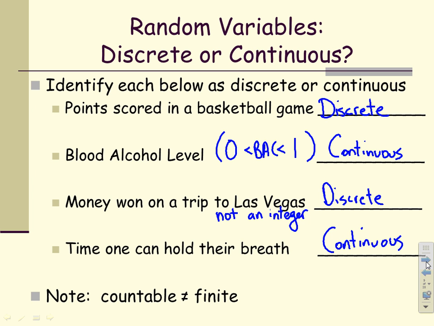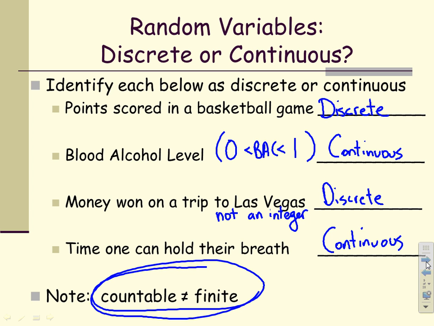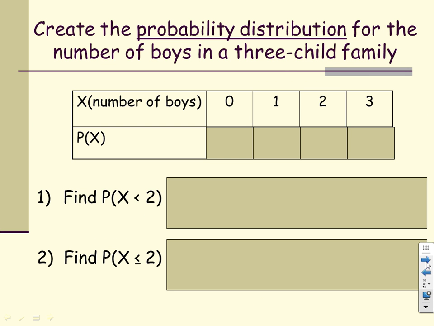And one thing you want to be able to keep in mind here is that countable is different than finite. If we think about our example right here, this third one here, the money you win on a trip to Las Vegas, it's countable because it goes up by at least 1 cent. But that doesn't mean it's finite because theoretically speaking, you could win an infinite amount of money there while you're in Las Vegas. Theoretically speaking, not practically, okay? But that could happen. So countable is different than finite, and that's an important concept moving forward.